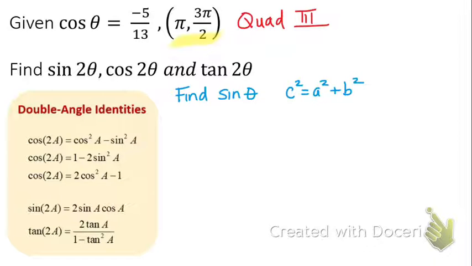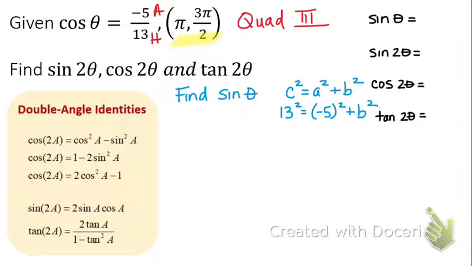Cosine is equal to adjacent over hypotenuse. So 13 squared equals -5 squared plus b squared. Go ahead and solve that and find b. We have 169 equals 25 plus b squared. Subtract 25 from 169, that's 144. Then you square root that and you get 12. So b is 12, and the sine is equal to 12 over 13.